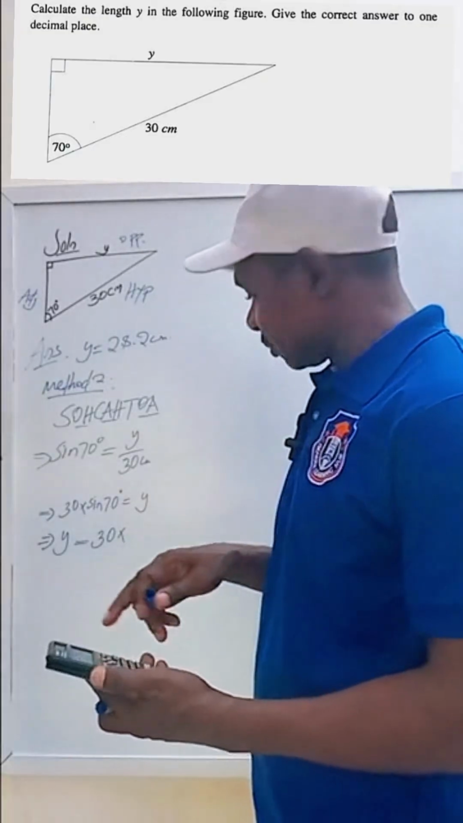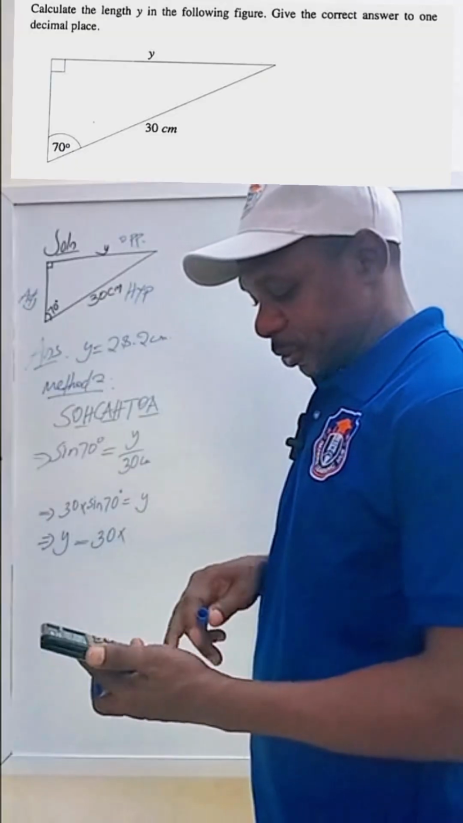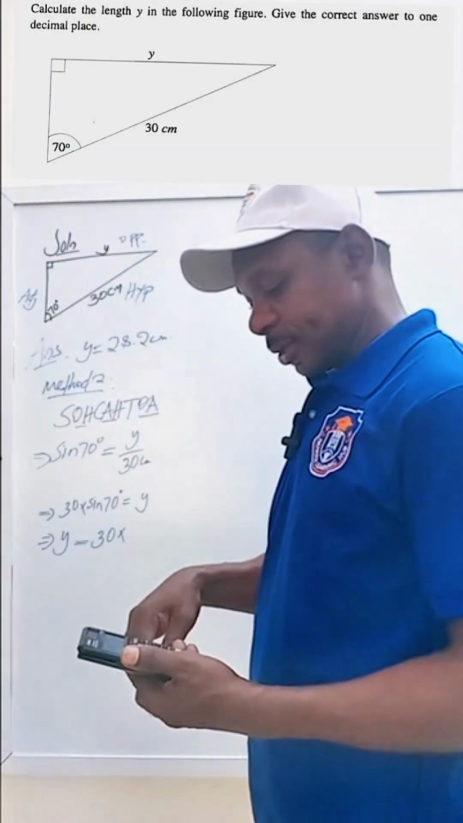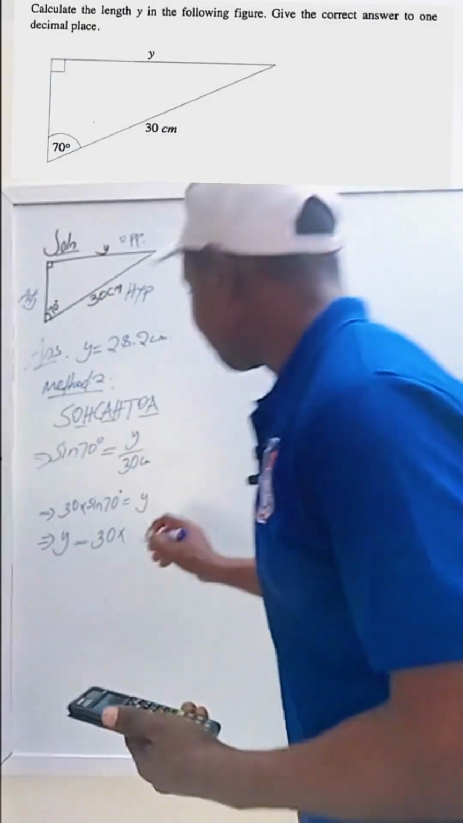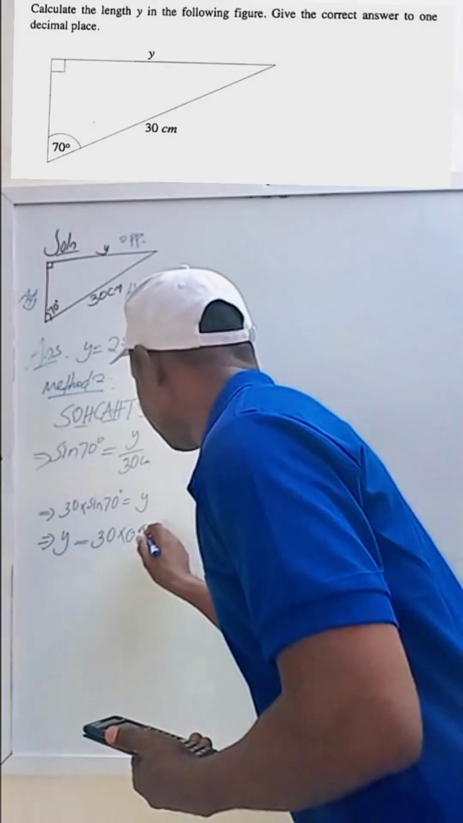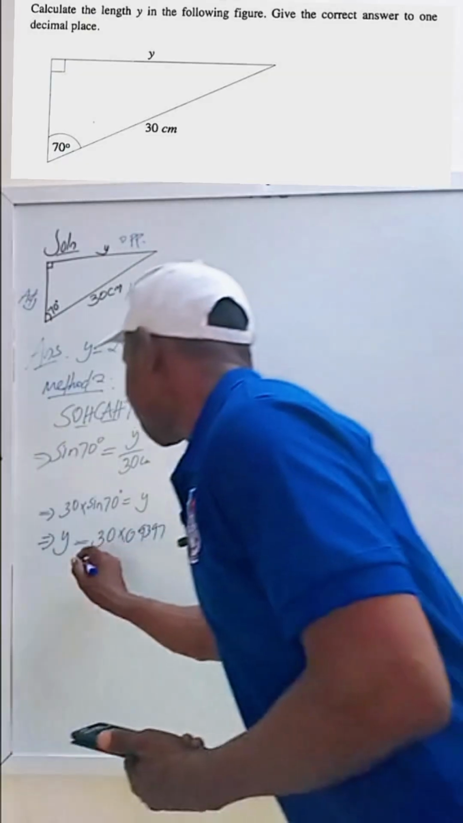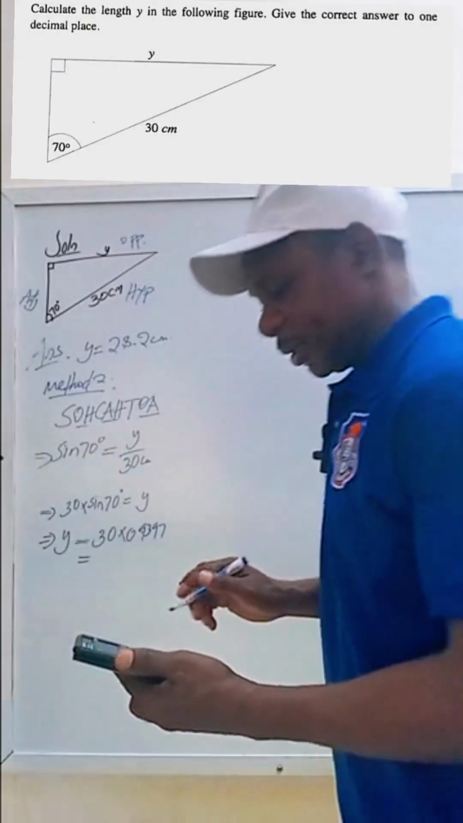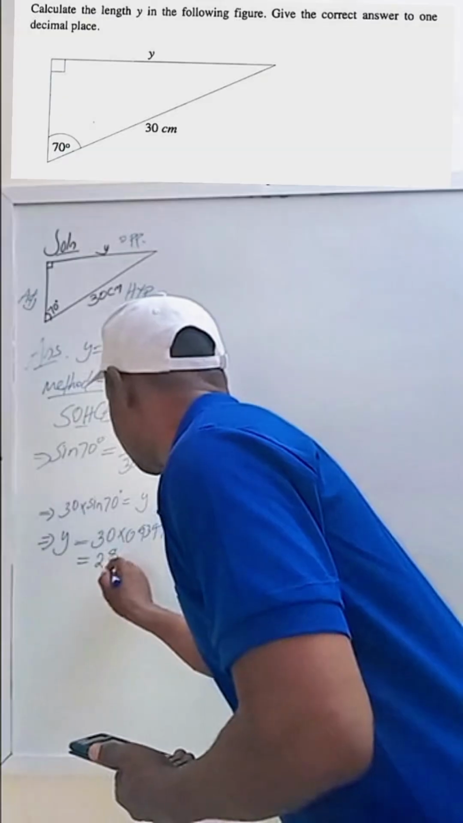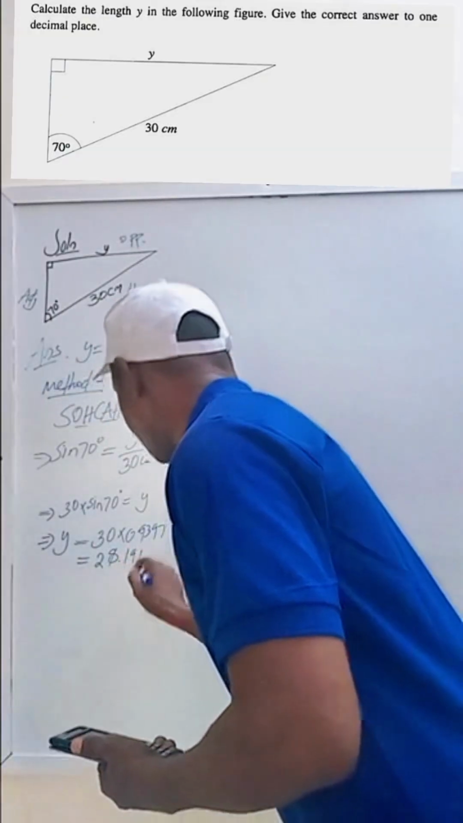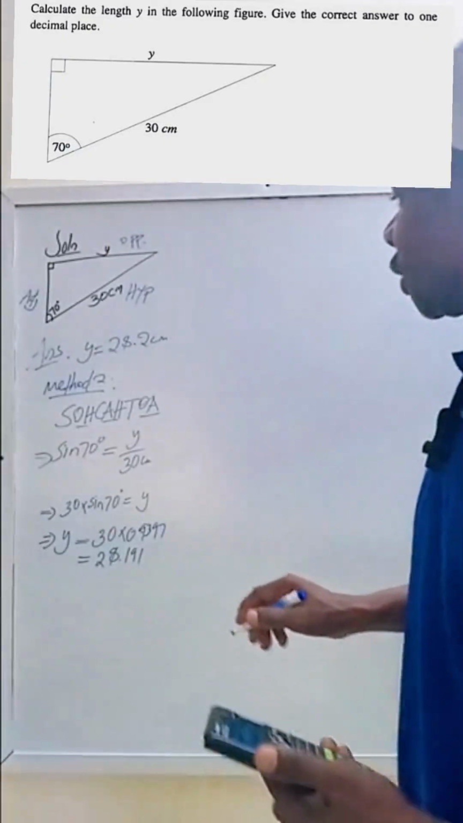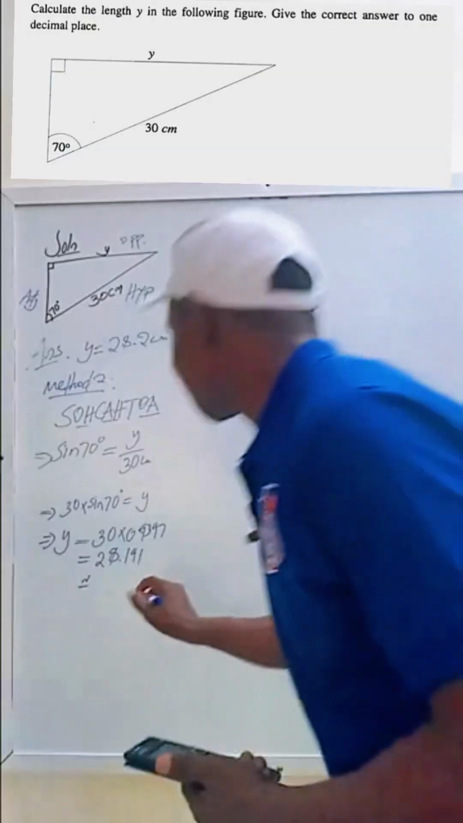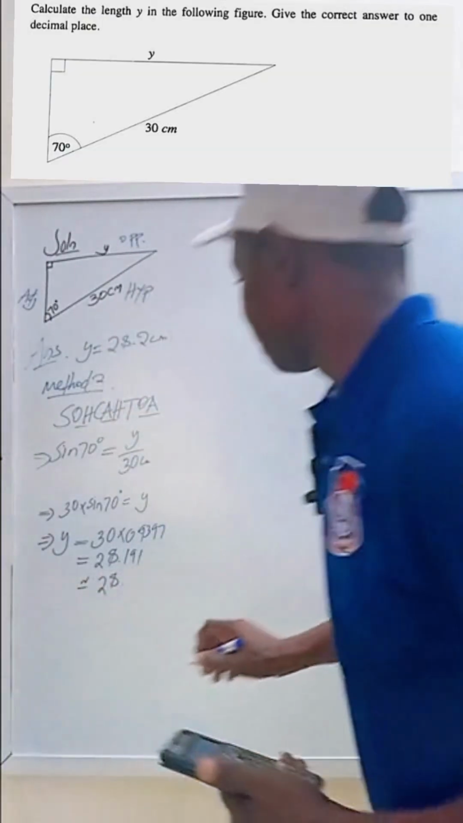So the sine of 70 gives us 0.9397. When you multiply this by 30, this gives us 28.191. But we are told that the answer has to be to one decimal place. So we are approximating this to one decimal place. It will be 28.